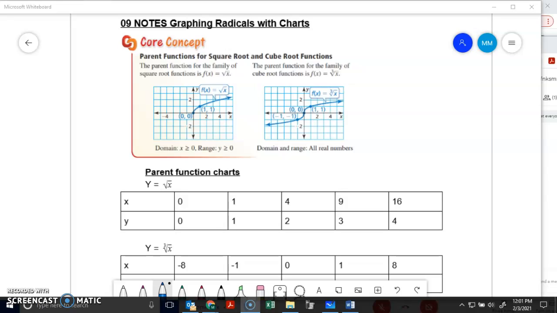Alright, today's lesson, we're switching gears away from distributing and multiplying. We're going to be talking about graphing radicals. And we're not going to do transformations yet. We just need to learn about the parent functions.